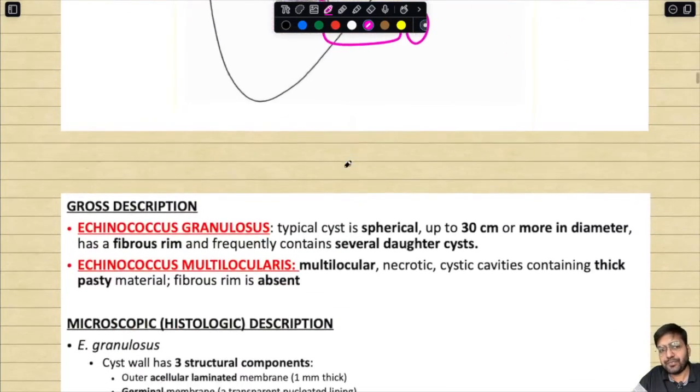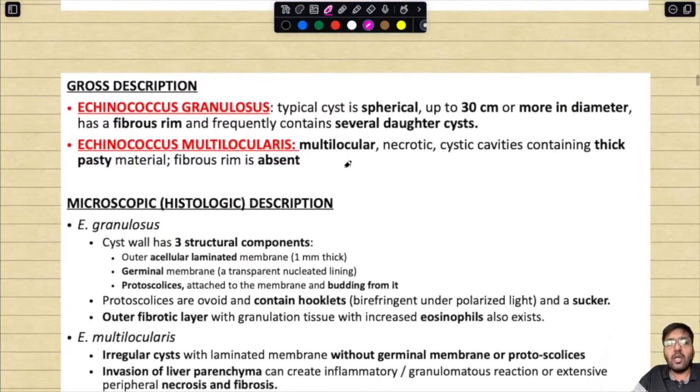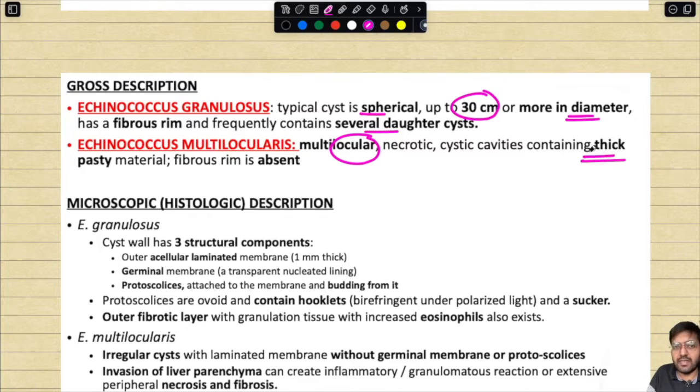Now, if you look at the gross description, Echinococcus granulosus typical cyst is spherical, up to 30 centimeters or more in diameter. They have a fibrous rim and frequently contain several daughter cysts, as I have already shown you. Whereas Echinococcus multilocularis has multilocular necrotic cystic cavities containing thick pasty material. The fibrous rim is absent in Echinococcus multilocularis, and this is how you differentiate it from granulosus.